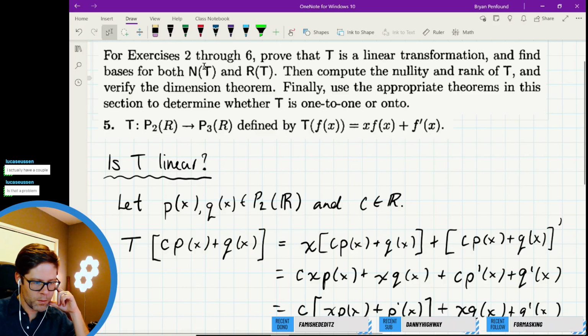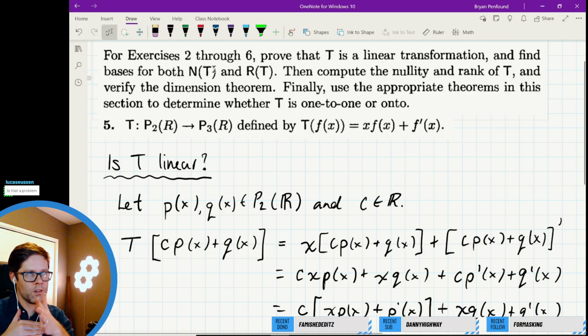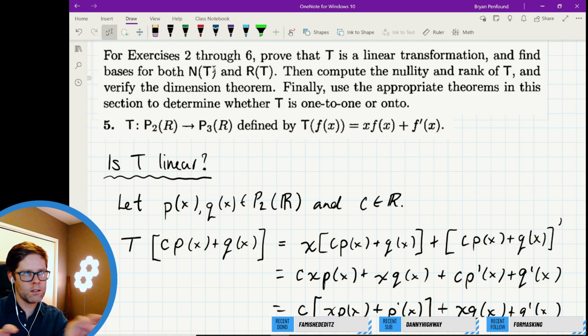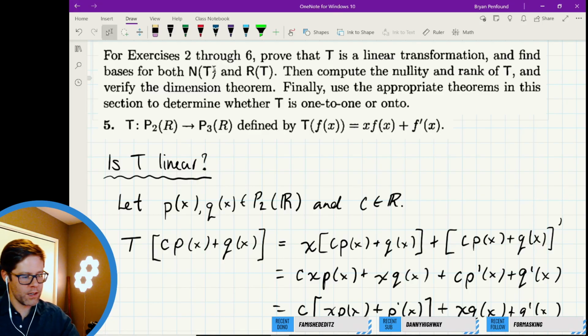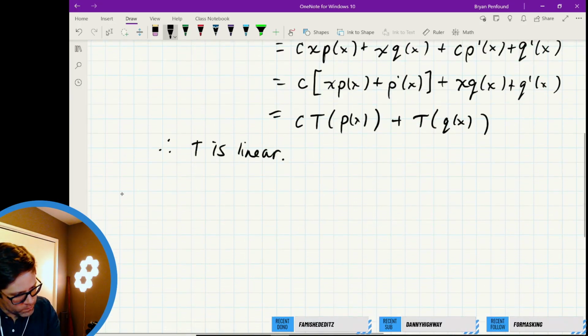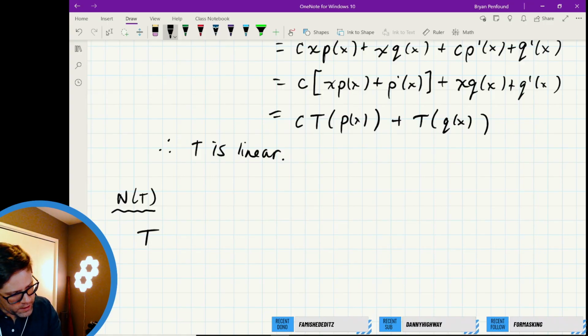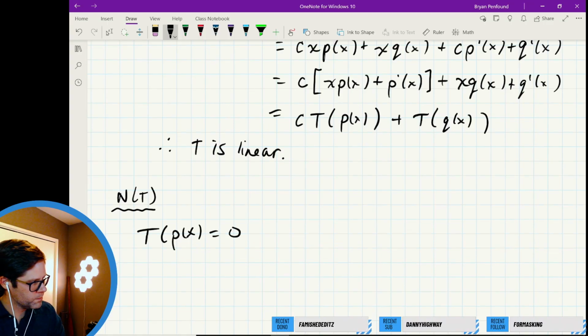These should be pretty much perpendicular spaces, or at least they shouldn't contain each other, so they're going to be mutually exclusive. So to find the null space, or the kernel, we'd have to figure out all the polynomials that get sent to 0. So we need to find T of p is equal to the 0 polynomial.